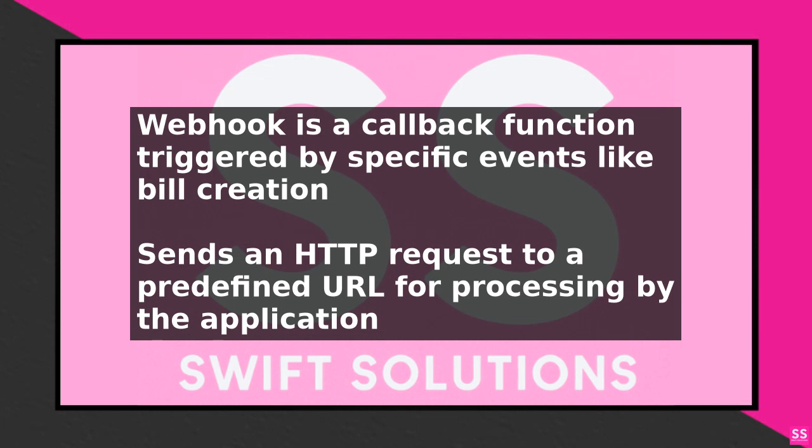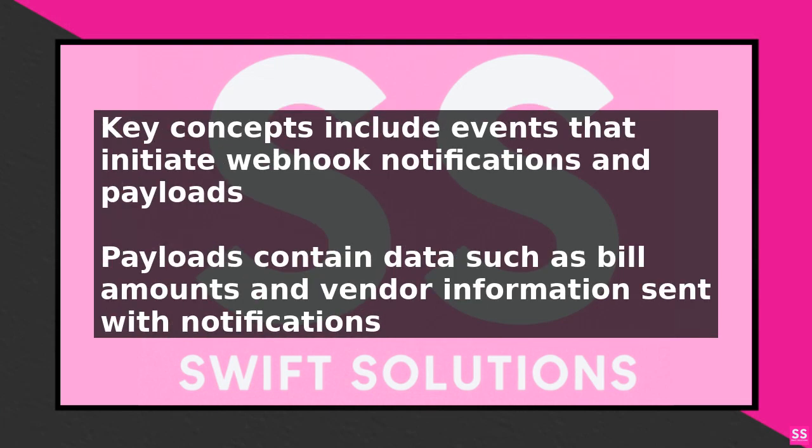Setting up a webhook. To set up a webhook, you need to create an endpoint URL that can receive the HTTP request from the Bill.com API. This can be a custom application or a third-party service. You then need to configure the webhook within the Bill.com platform, specifying the events you want to trigger the notification and the endpoint URL.